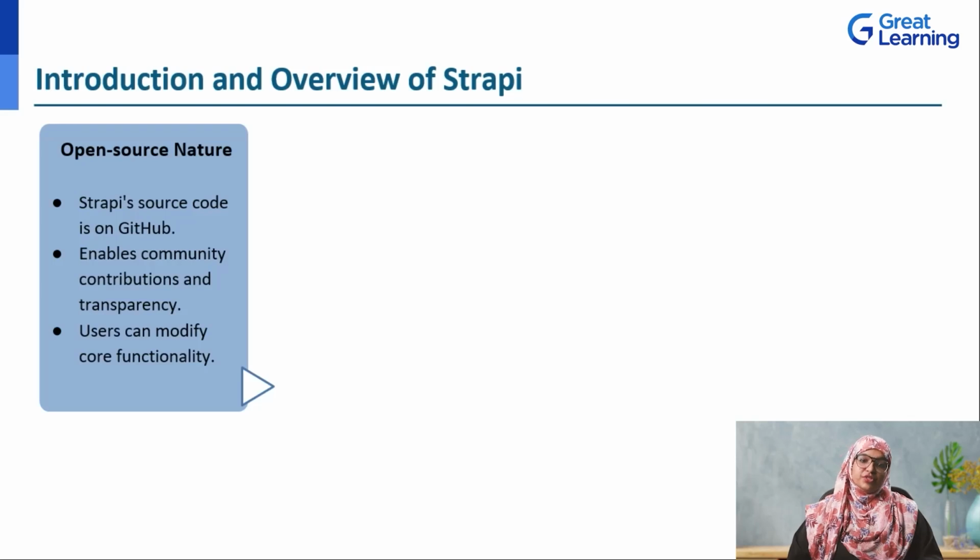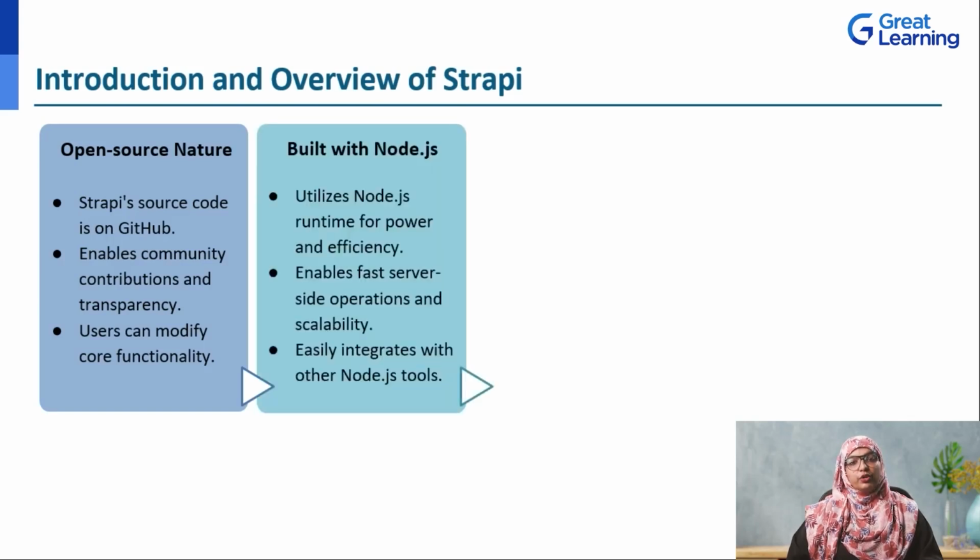With the help of Strapi, you can modify the core functionality based on the use case scenarios for which you're trying to build your content management system. It is built on Node.js, which is the runtime environment for power and efficiency. It enables faster server-side operations and scalability, and Node.js is easily integrated with other tools. So you can say that Strapi is built on the Node.js runtime environment because of its power and efficiency.